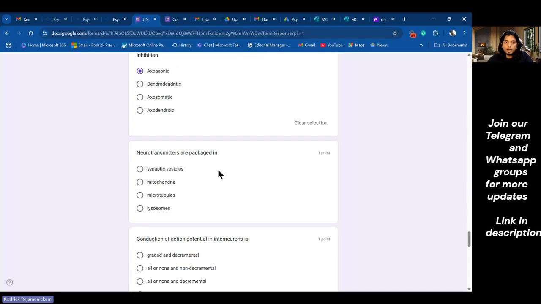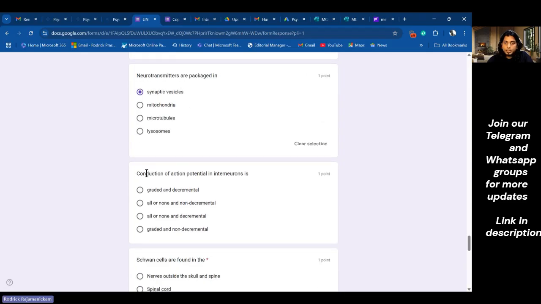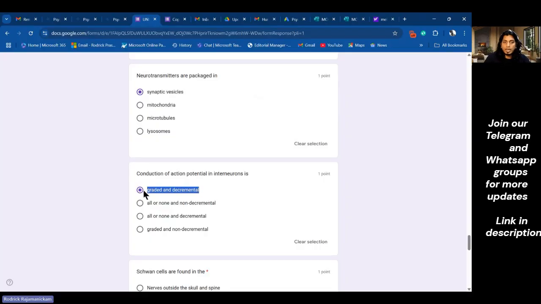Then we have neurotransmitters are packed in synaptic vesicles. So it's very easy. Conduction of action potential in interneurons. Interneurons are basically neurons without axons, so they only have dendrites. If they do not have axons, how will they conduct an action potential? They cannot. They only have graded IPSPs and EPSPs, which are decremental in nature. They do not have all-or-none action potentials at all, and they're not non-decremental because IPSPs are decremental. So this would be the right answer here.